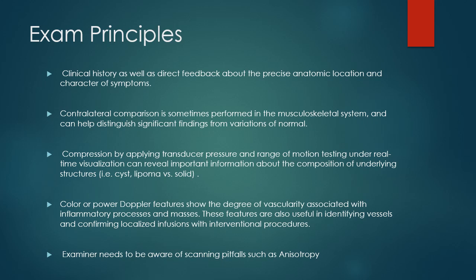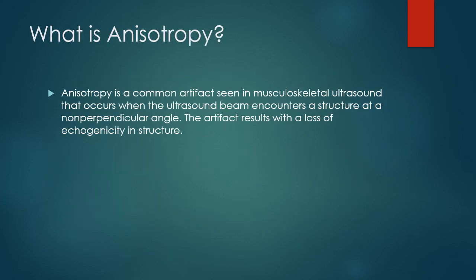Last thing that we must be aware of are the artifacts and pitfalls of the study, which is mainly the anisotropy. So anisotropy is a common artifact seen in musculoskeletal imaging when the examined structure is not at a perpendicular angle with the ultrasound beam. This can result in a hypoechoic image of the examined tendon or structure, and this can mimic a tear or a fluid collection. So you must be aware of this artifact.